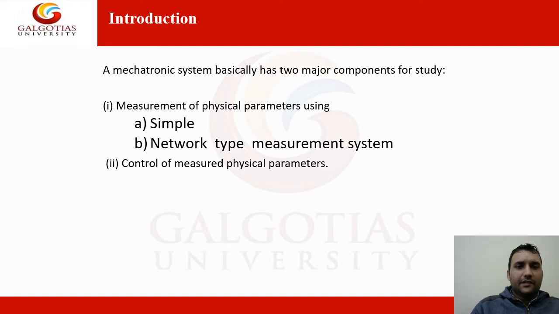A mechatronic system basically has two major components for study. One is measurement of physical parameters using a simple network type measurement system. Second is the control of measured physical parameters. So these are the major components for study in mechatronics. One is the measurement part and second is the control of the measured value. What are the physical parameters which we can control?